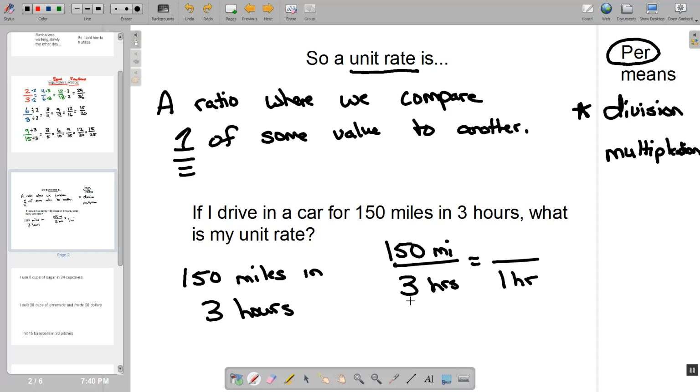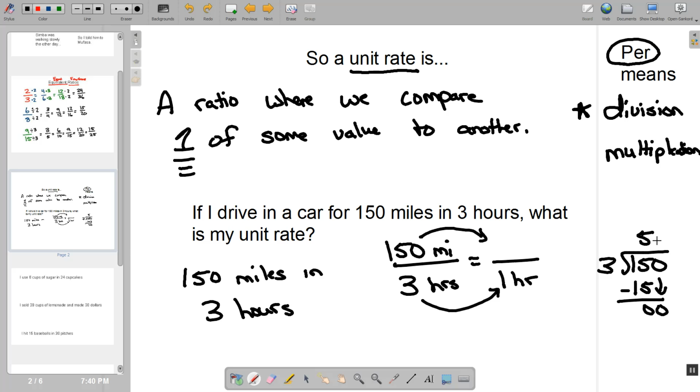So what we simply do is we know that 3 divided by 3 gave us our 1. So if we do 150 divided by 3, that will give us the numerator of our ratio. Well, 5 groups of 3 is equal to 15. So it should be 50 miles in 1 hour.